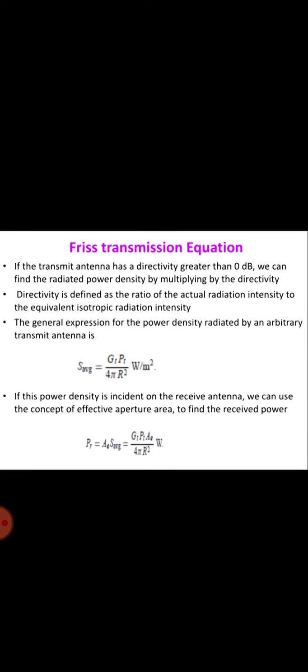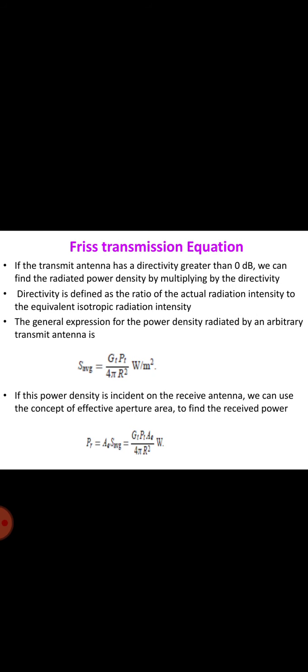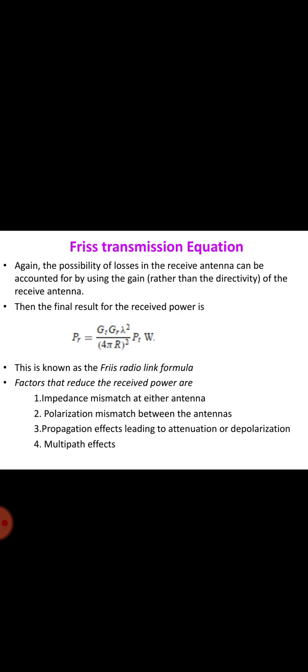If the power density is incident on the receive antenna, we can use the concept of effective aperture area to find the received power. Then the received power can be written as AE times S average, which is GT PT AE divided by 4 pi R squared. This equation can be used to relate the effective area to the directivity of the receive antenna. Again, the possibility of losses in the receive antenna can be accounted for by using the gain of the receive antenna. Then the final result is that the received power will be GT GR lambda squared by 4 pi R, the whole squared, times PT watts.